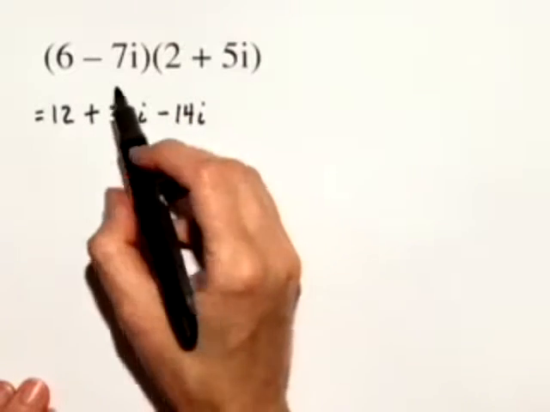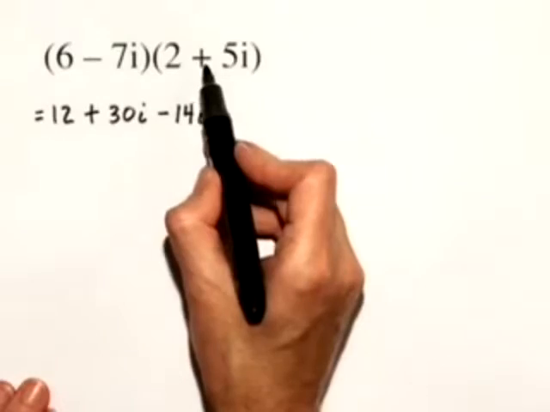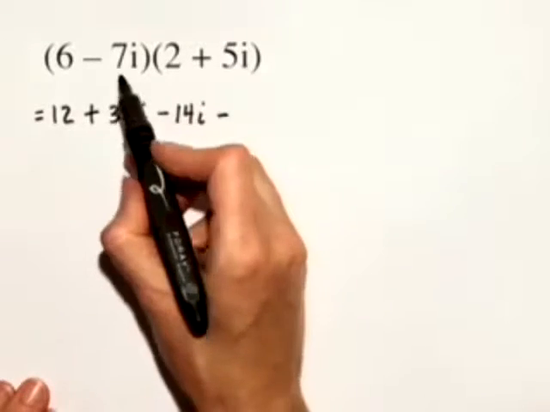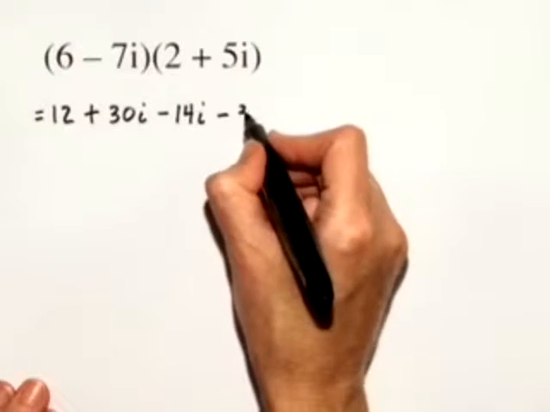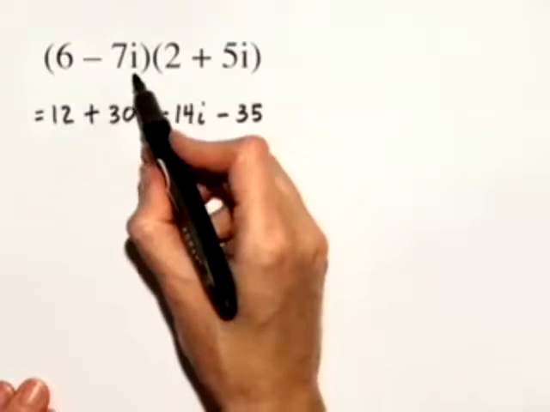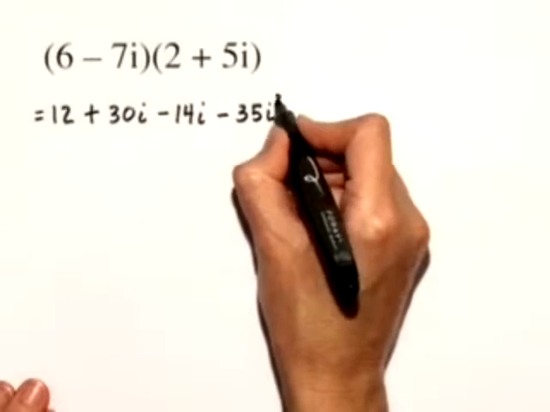And for the last two terms, we have a negative multiplied by a positive, so that's a negative 7i times 5i. We have 7 times 5, which is 35. And i times i is i squared.